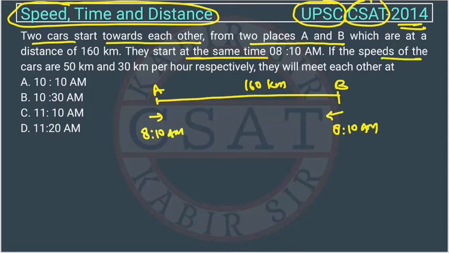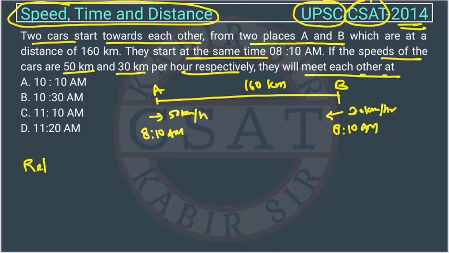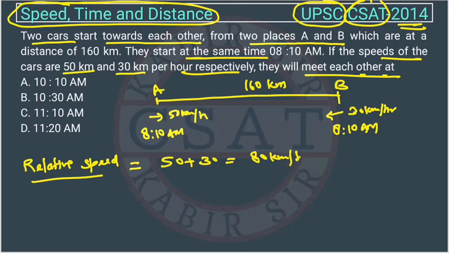If the speed of one car is 50 km per hour and the other is 30 km per hour, at what time will they meet each other? In this kind of question, we use the concept of relative speed. Because they are coming towards each other, the speeds get added, so the relative speed will be 80 km per hour.